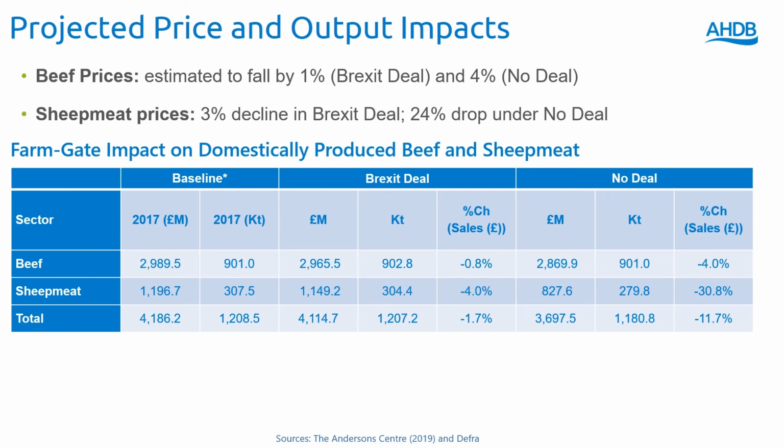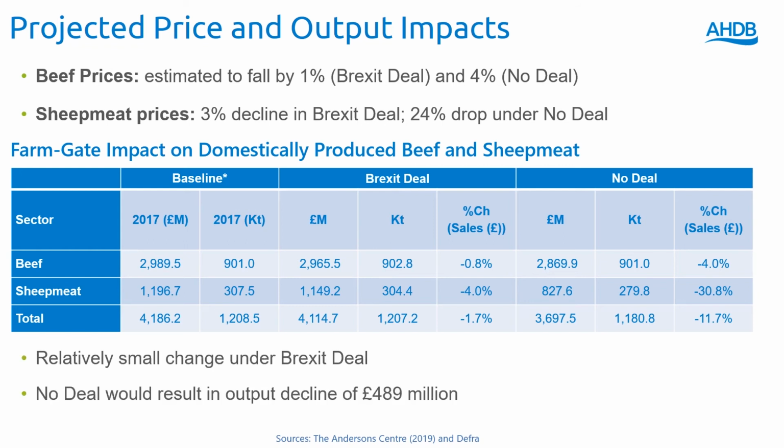Output from the sector in monetary terms is down by almost 31%, and across beef and sheep meat as a whole, an almost 12% decline in sales taking place. So that gives an overall picture: the relatively small change that would take place under a Brexit deal scenario, but no deal would be a substantial cost to the industry, close on 490 million in monetary terms looking at output.